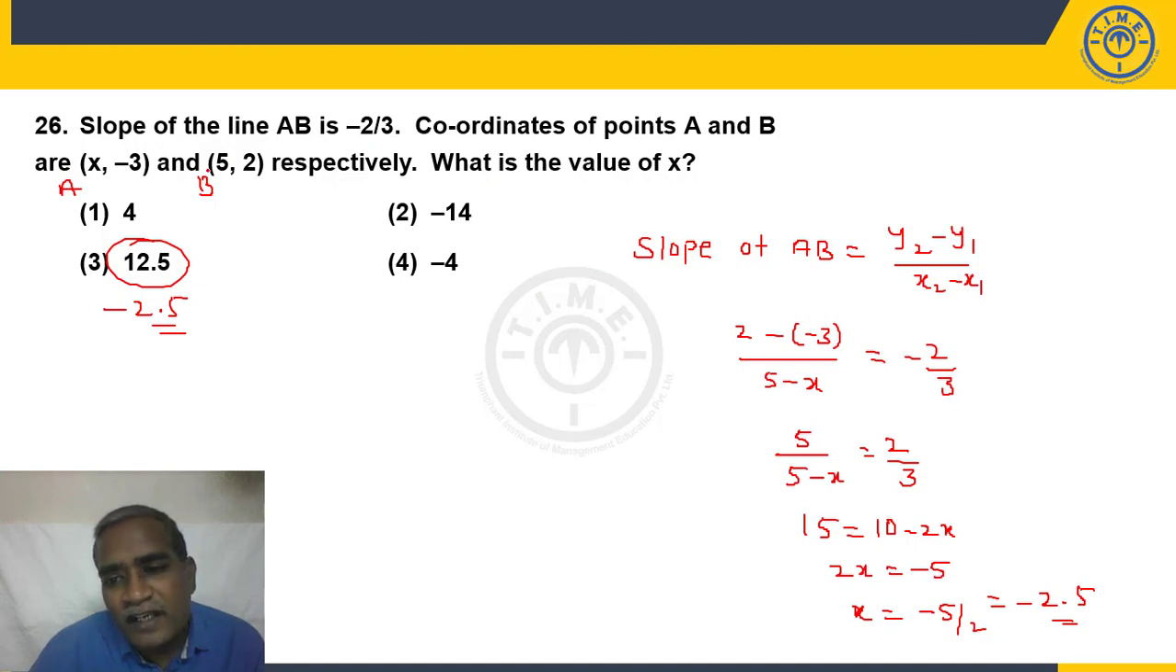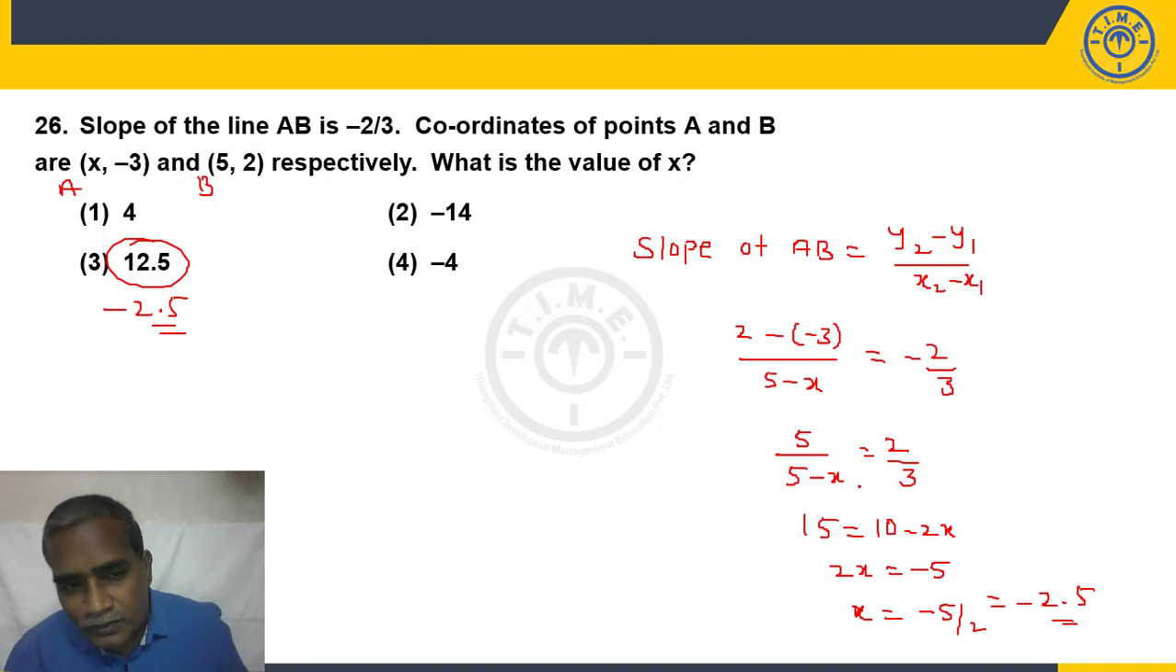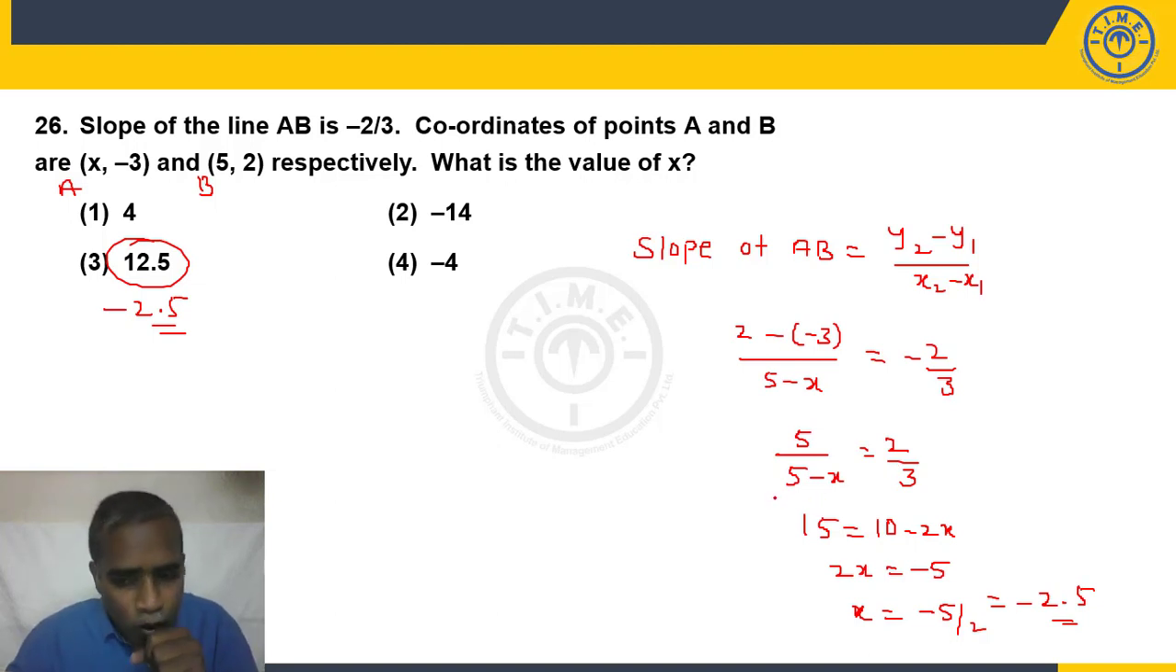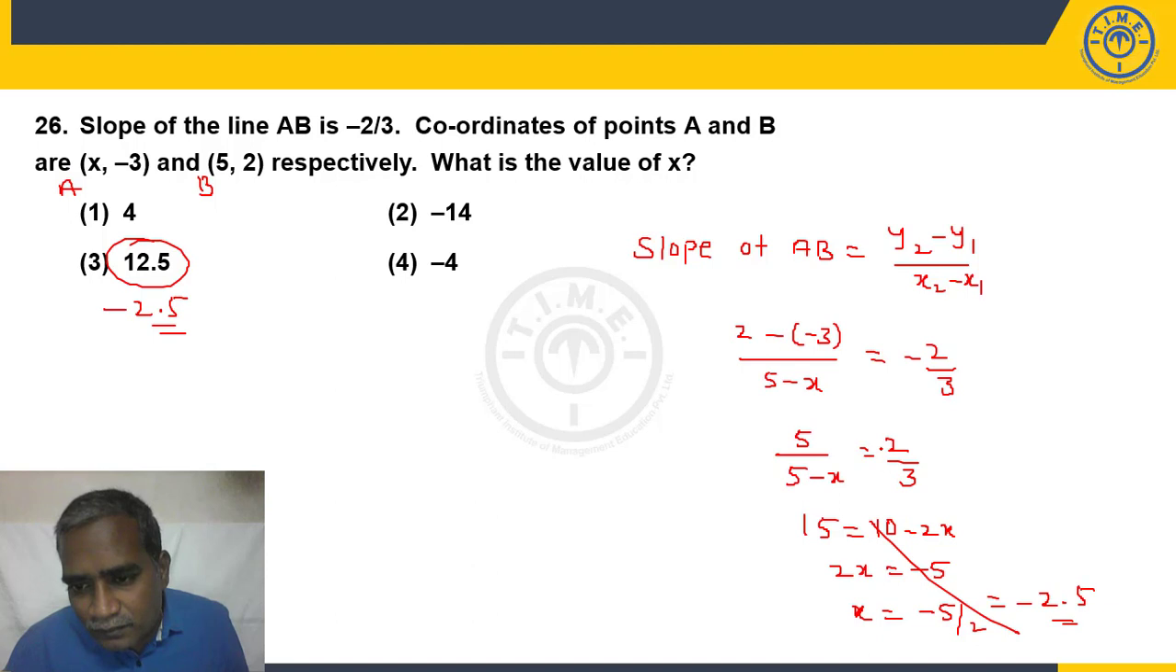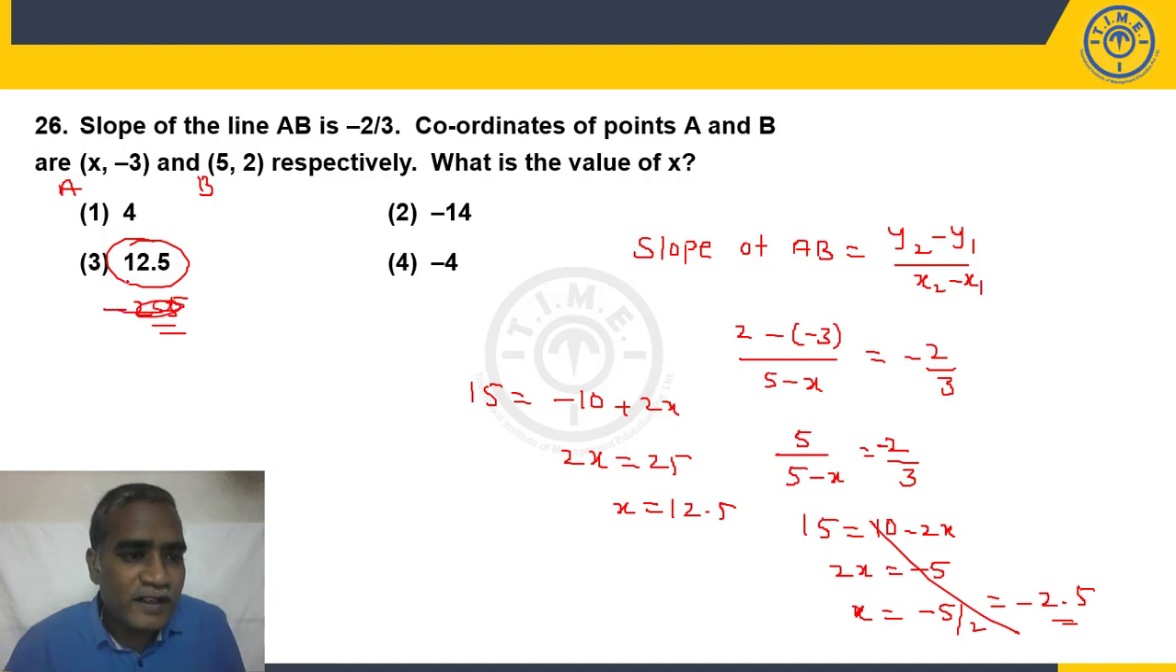5 by 5 minus x is equal to, this is minus 2 by 3, no, I did it wrong. Wait, this is minus 2 by 3. So 5 times 3 is 15 is equal to minus 10 plus 2x. So 2x is equal to 25. X is equal to 12.5, that is 25 by 2. Yes, correct, not 2.5. 12.5 is the correct choice.